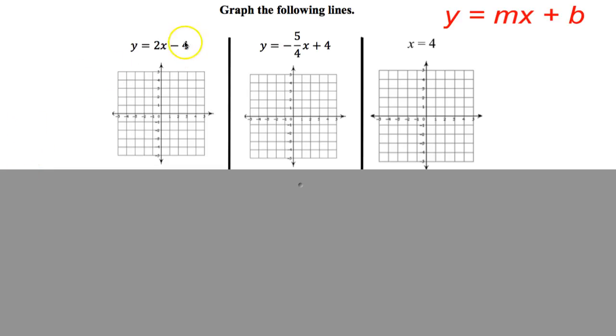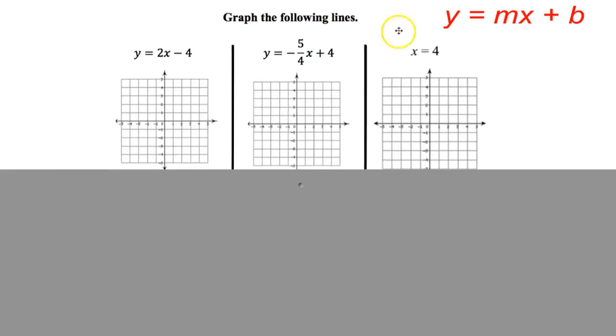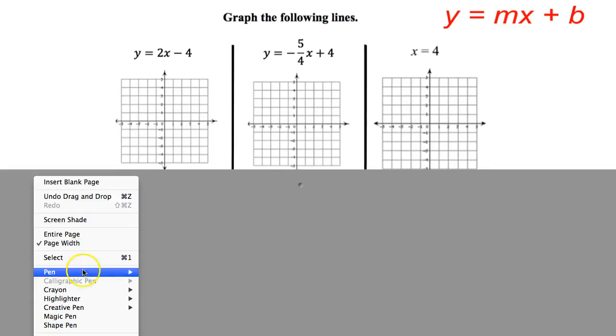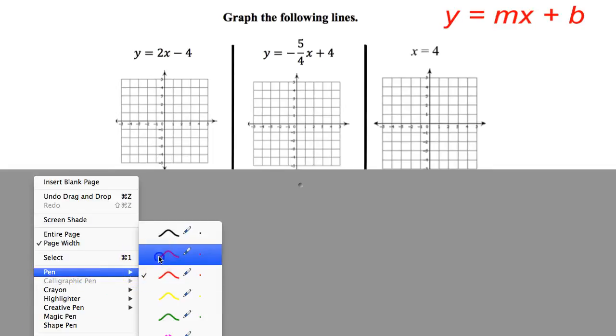Okay, let's try some problems. So we're going to graph some lines using slope-intercept form. I wrote it right here, so we always have it. Let me take out a pen. Hang on one second. Purple.